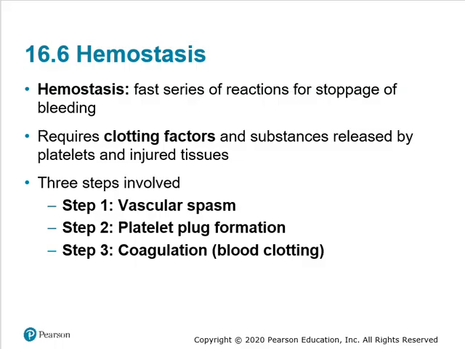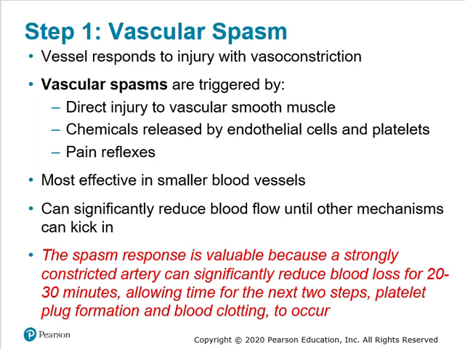That is step 1, the vascular spasm. That is step 2, platelet plug formation. And step 3, coagulation, or what's actually blood clotting. So let's start with step 1. This is when the vessel responds to injury with vasoconstriction. That vasoconstriction is what we're calling the vascular spasm.